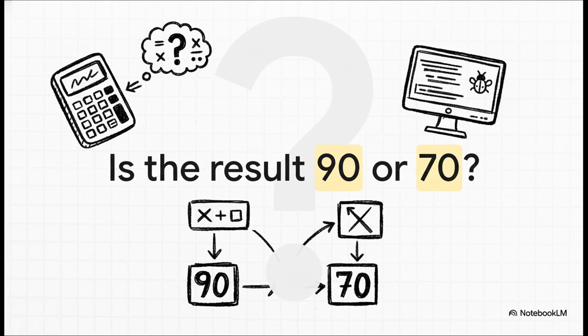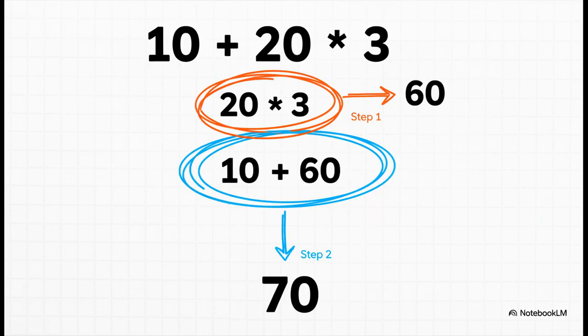If you just go left to right, 10 plus 20 is 30, and 30 times 3 is 90. Okay, but what if you do the multiplication first? 20 times 3 is 60, and then 10 plus 60 is 70. So which one is it? Which one does Java pick? The answer is 70.